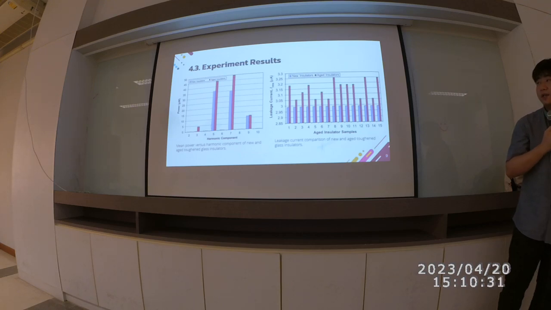Overall, in the experiment result, we can clearly see that the third harmonic component is slightly increased as well as the fifth and seventh, but the ninth did not show any positive effects. And the graph shows the leakage current. The purple one is the new and the red one is the aged insulator.